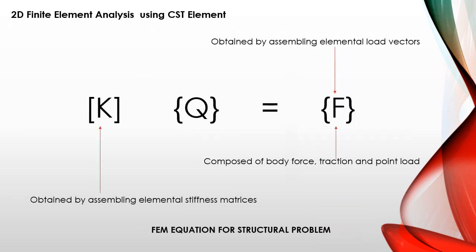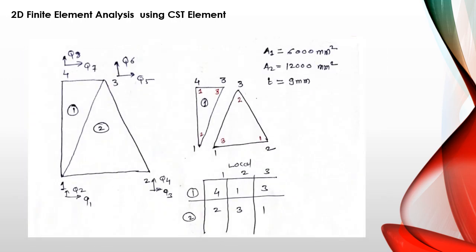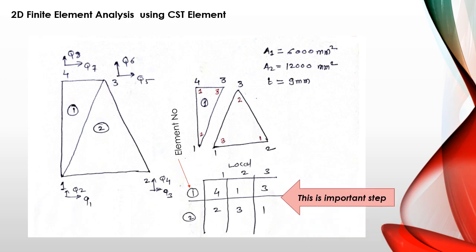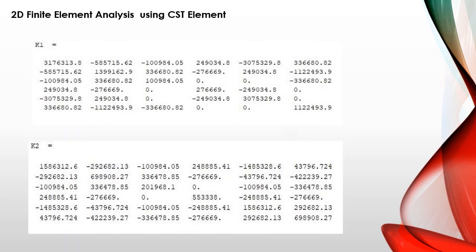Now we will proceed for plane stress problem using constant strain triangular element. For the given problem, you have to find elemental stresses, using two-element approximations. First, we will divide the problems into two CST elements and prepare element associativity table, to link local and global degrees of freedom. Strain displacement matrices, B1 and B2 and stress strain matrix, D for plane stress are then calculated. Elemental stiffness matrices are then calculated for two elements.